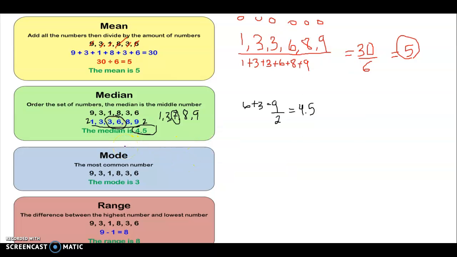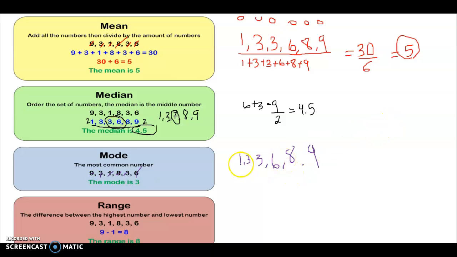Now the mode, the most common number. Once again, we do this from least to greatest. So we cross 1, we cross the 3, and we cross the 3 again. And then we cross the 6, the 8, and the 9. Sorry about my numbers.